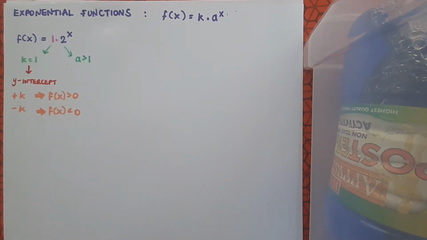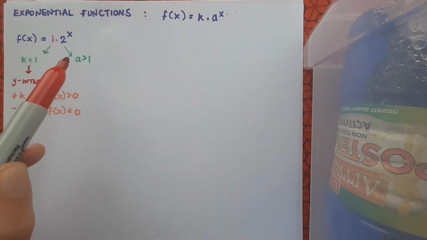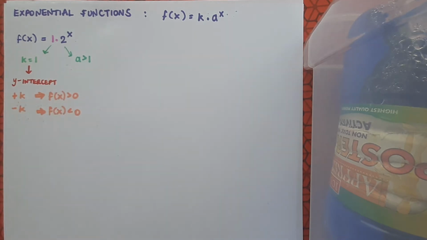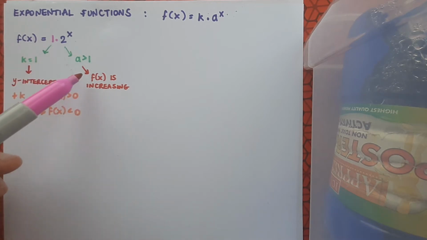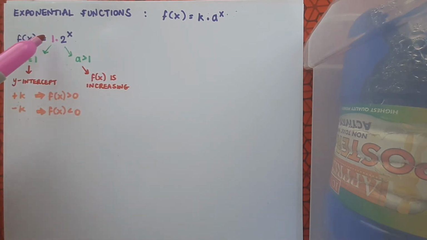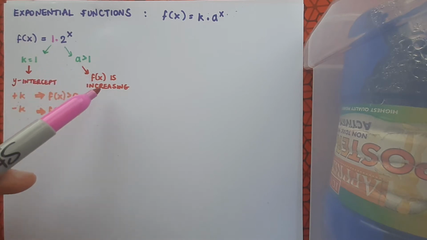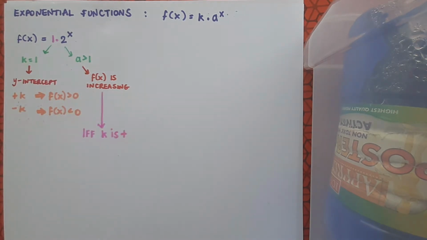Here I have an a value of greater than 1. In the simplest scenarios for exponential functions, where the k value is positive, then an a value of greater than 1 indicates that the function is increasing. It is, however, very important to note that if the k value at the start is negative, well then that will reverse this situation. If the k is negative and a is greater than 1, then f of x will be decreasing. So while the a value tends to dictate whether the function is increasing or decreasing, it can be affected by the sign of the k value.